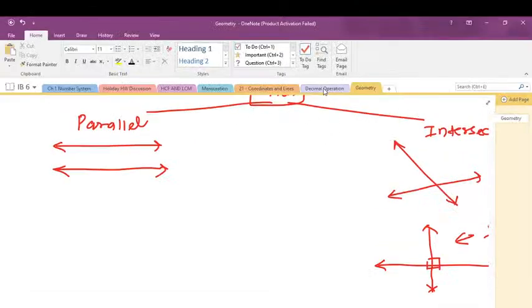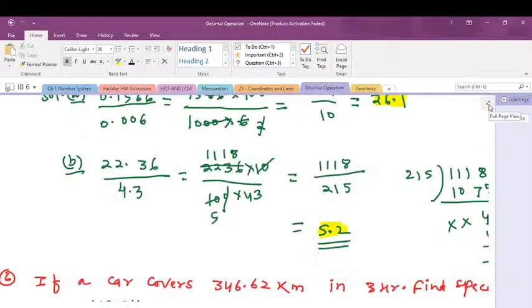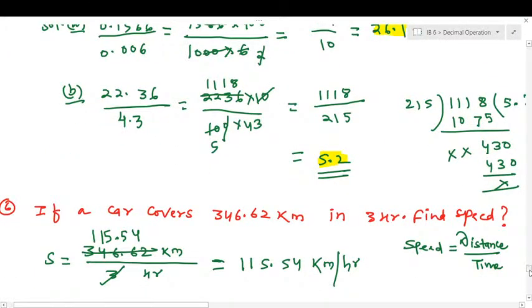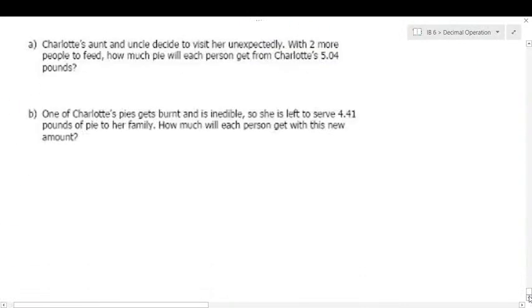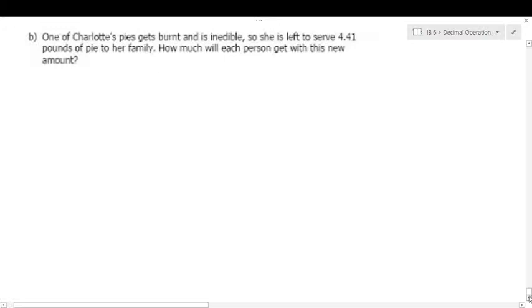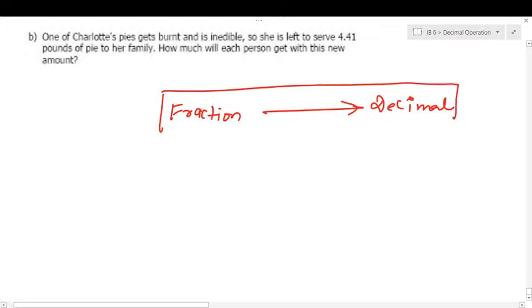So I'll tell you the topics. The topic is fractions. Conversion of fractions to decimal and vice versa. First thing is fraction to decimal, and then decimal to fraction, considering one by one. All right, fraction to decimal.